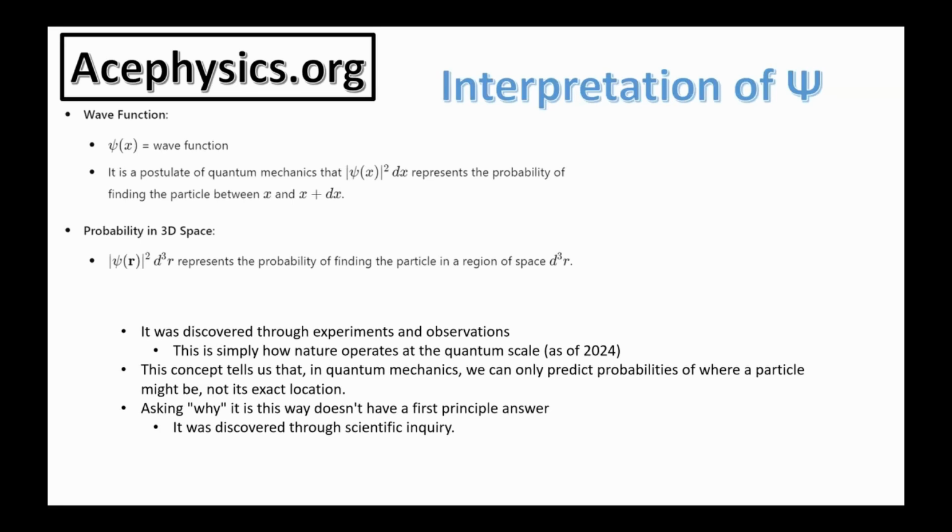These interpretations were discovered through experiments. They show that at the quantum level, we can only predict probabilities, not exact locations. This is how nature works at the quantum scale. Asking why it is this way doesn't have a first principle answer. It was discovered through the scientific method. This is the fundamental law of nature. Psi is a wave function and it gives us some predictive power. It allows us to predict probabilities.